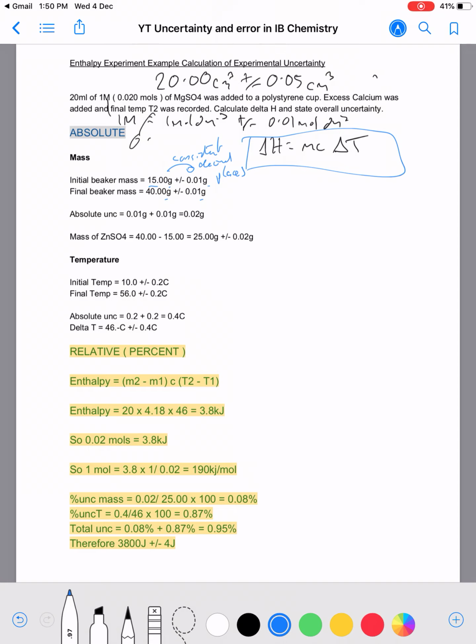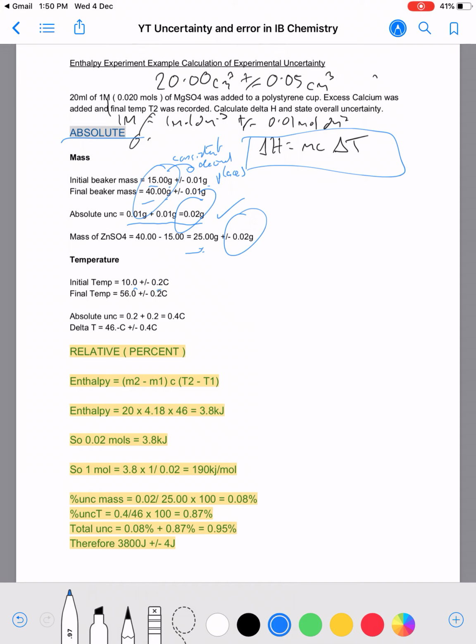Initial mass was 15, final mass was 40, 2dp plus or minus 0.01. The absolute uncertainty, as we were doing previously, add them together, 0.02 g. The mass of the zinc sulfate, let's make some total, was 25 grams, 40 take away 25 here, plus or minus the absolute uncertainty, which is 0.02 grams. Very good, we're doing absolute. What about the temperature?